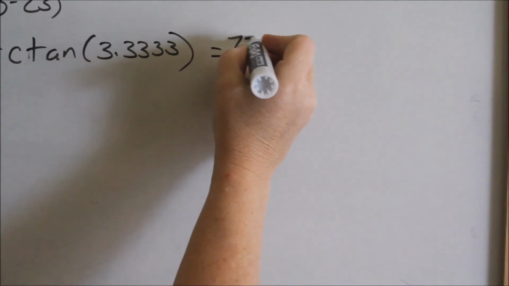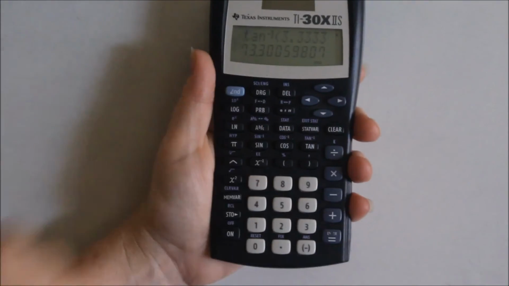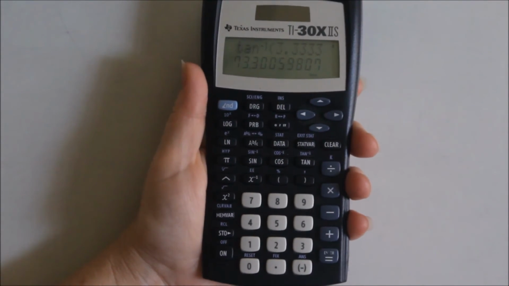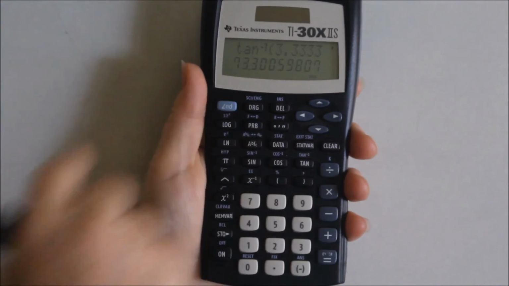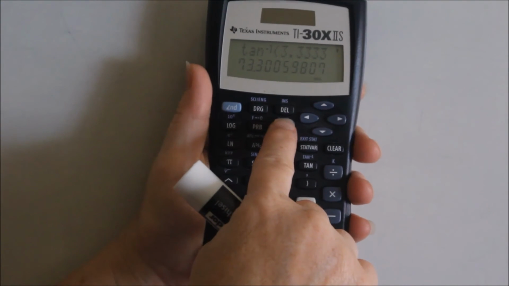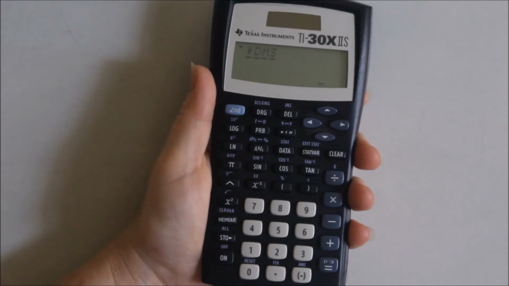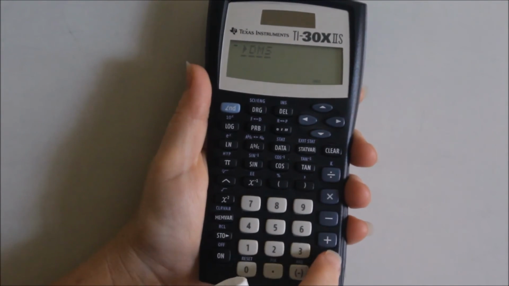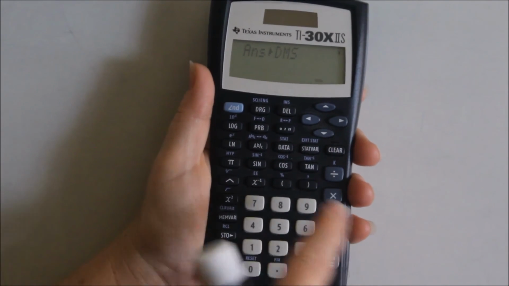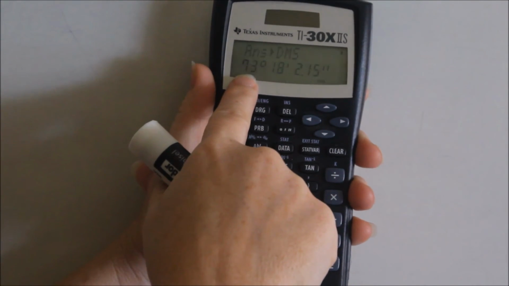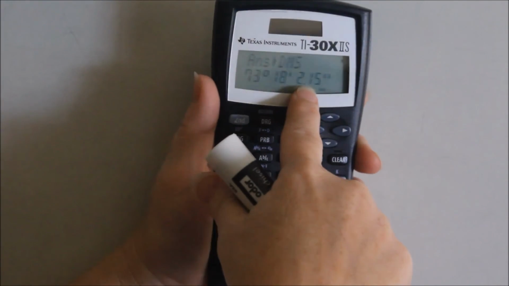73.30 degrees. Okay, I'm just going to leave this whole thing in my calculator. I'm not even going to take it away, because now I'm going to change this decimal of degrees into degrees, minutes, and seconds. So how do you do that? Hit your degrees, minutes, seconds button, arrow over to where you want to change it into degrees, minutes, seconds. Now you can hit enter. Now it's going to take your answer and put it into degrees, minutes, seconds. So hit enter one more time. And now you've got 73 degrees, 18 minutes, and 2.15 seconds.